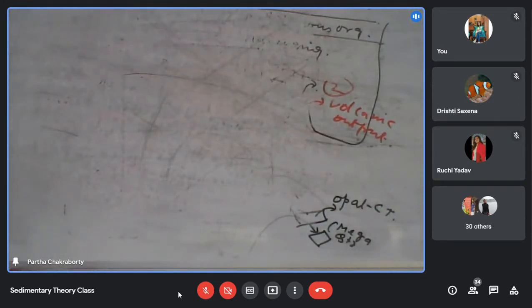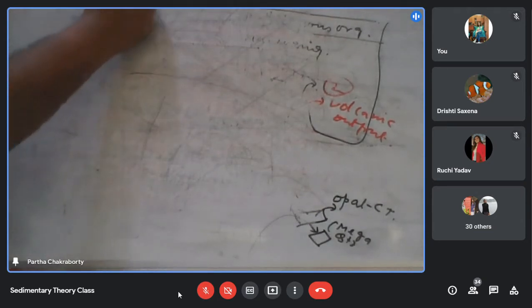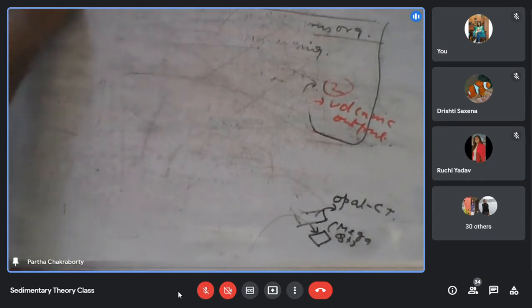Now, first of all, what is the average silica concentration in riverine water? And what is the average silica concentration in marine water? Let us see that. The average concentration of silica in riverine water is only 10 to 15, maximum 20 ppm. 15 ppm, that is in the fresh water.